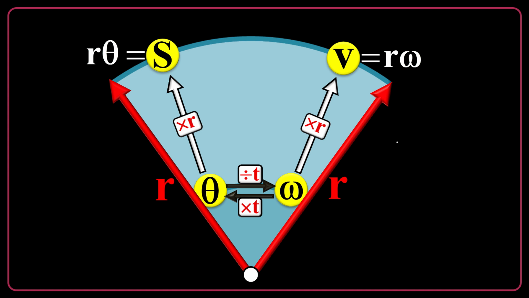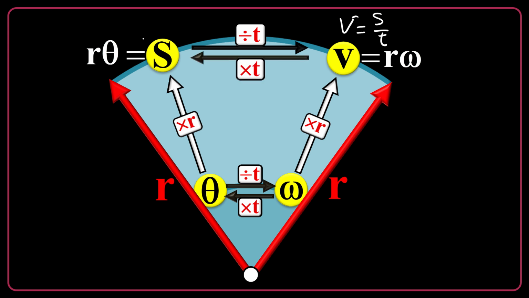How to correlate s and v? It's very easy, again the same thing. Division by t will give you v. So v is s over t. And if you go back, you should multiply by t. So basically s is v times t. That's all. This is the map we developed in circular motion, and I just wanted to review that.